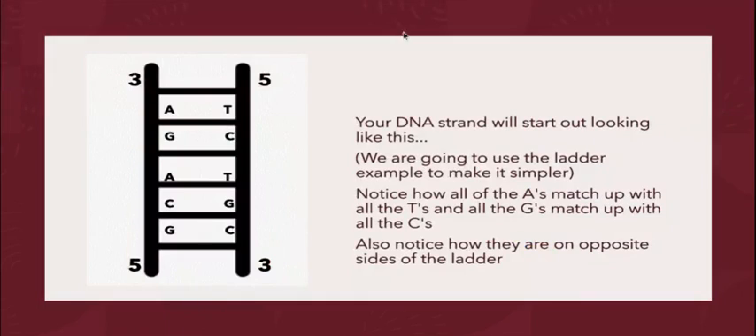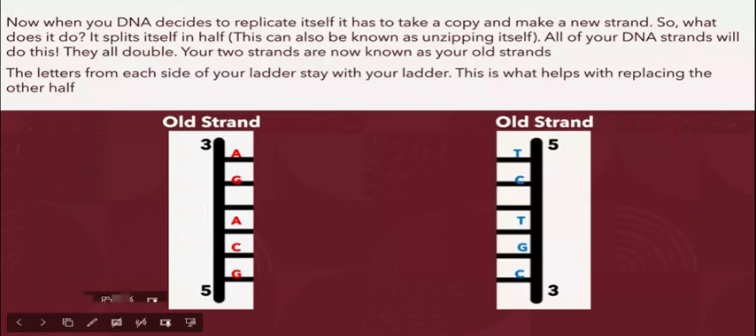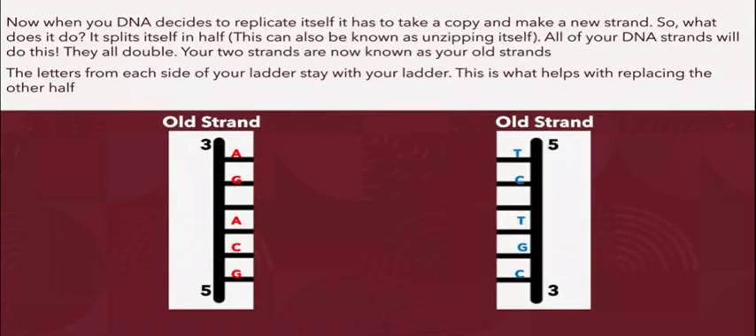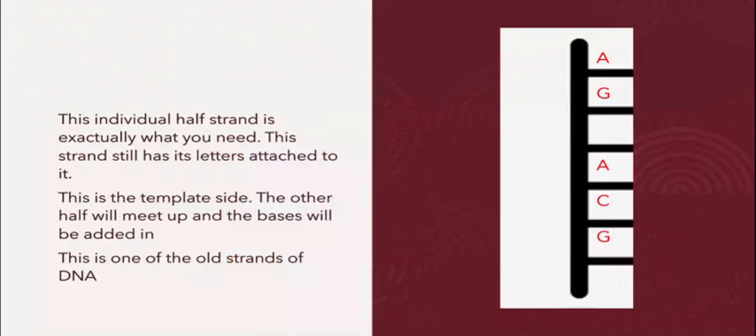So going back to this last slide, here is your ladder. It's completely intact. It's one whole picture. But in this next slide, they are split in half. I color-coded them into red and blue. It will help a little bit later in future slides, but they are split in half and they are both old strands. The letters from each side of your ladder will stay on the ladder. So in this last picture again, the letters are on opposite sides of the ladder, because when it gets split in half, each letter on each side of the ladder stays with that side. It has to stay there. And also notice again, we have 3 and 5 and 5 and 3.